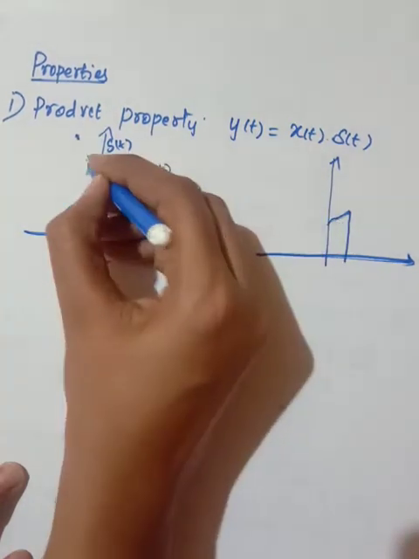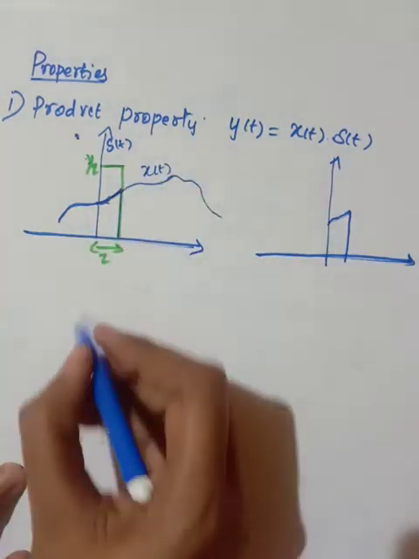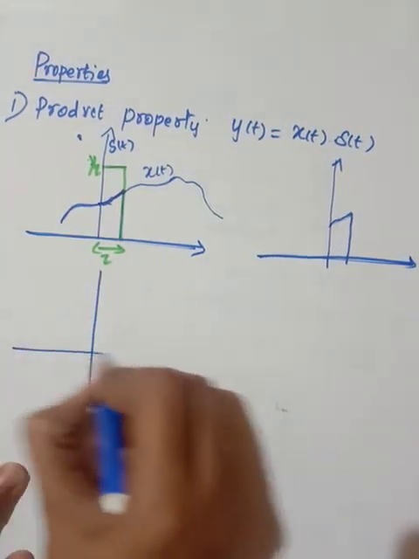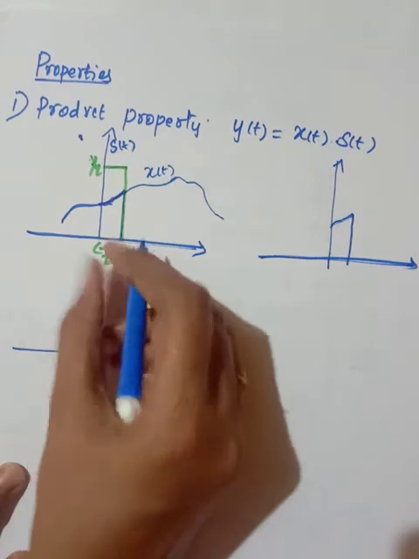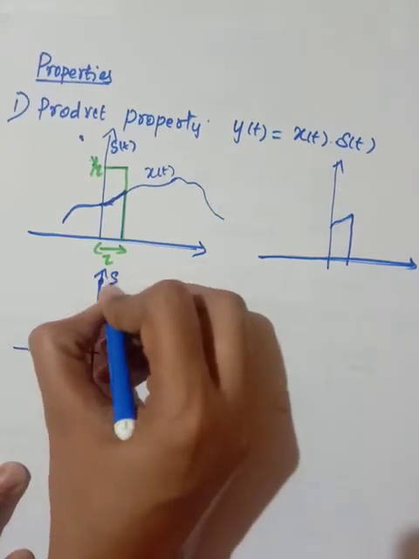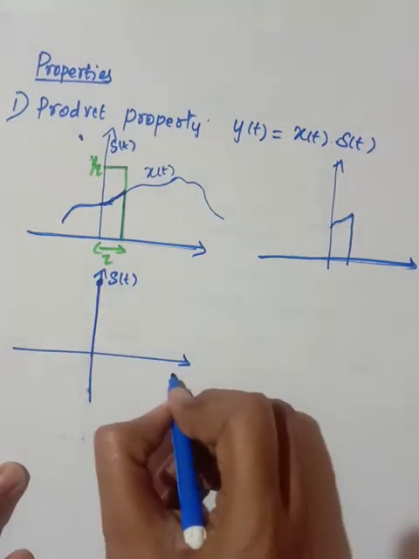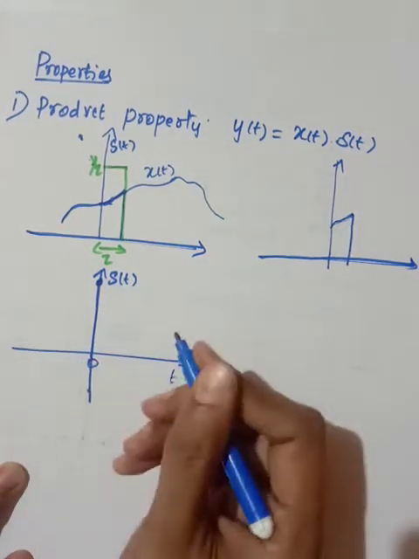Okay, so what I represent here is that the area under the impulse is unity. Now consider this case. When this tau shrinks, what will happen? You will have a unit amplitude delta of t, right? So this is at tau equal to 0.